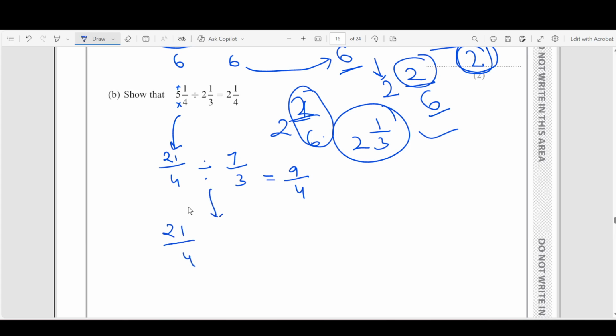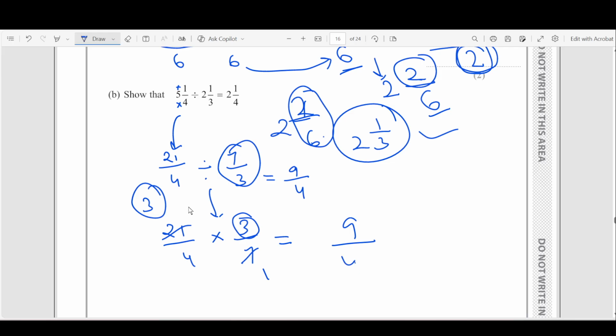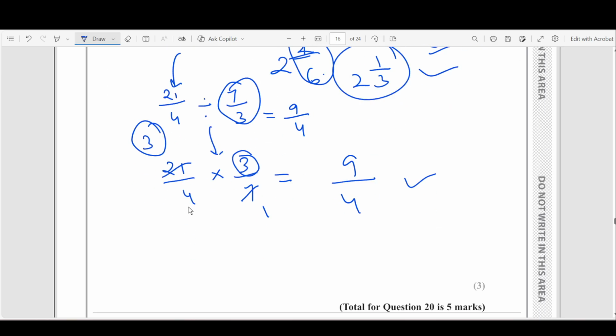We convert this division into multiplication. Flip the second fraction, so this will become 3 over 7. And if we check this, like 7, we can cancel these two. Here only 7 times 1 is 7. 7 times 3 is 21. Now multiply this with this. 3 times 3, 9. And 4 times 1 is 4. And that's my answer, which is the same as this. Okay. So, yeah.